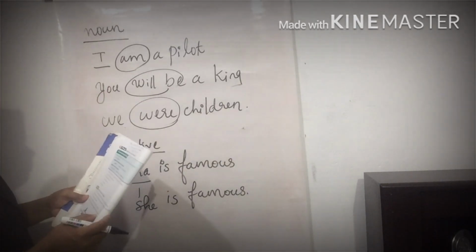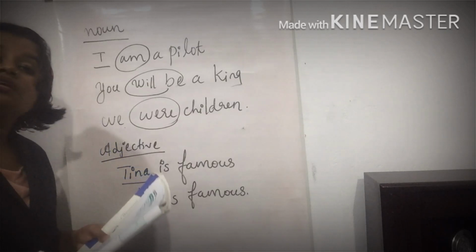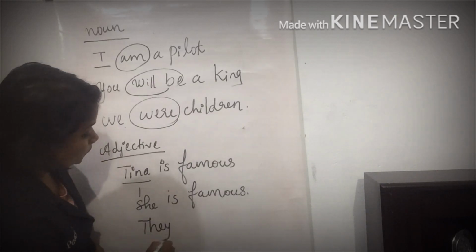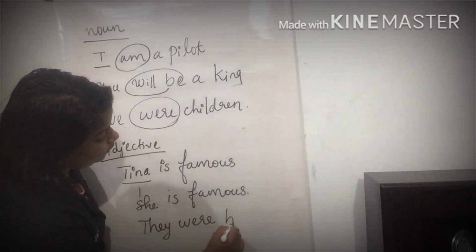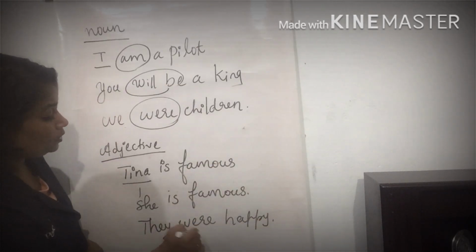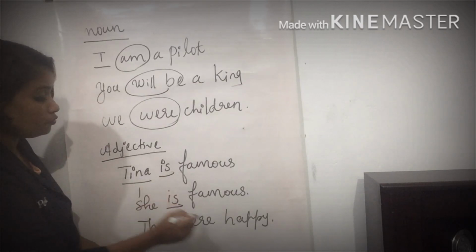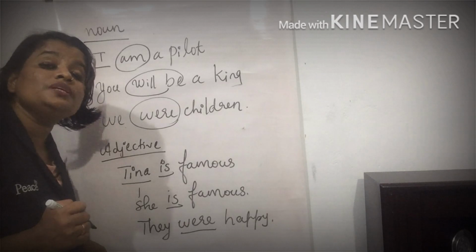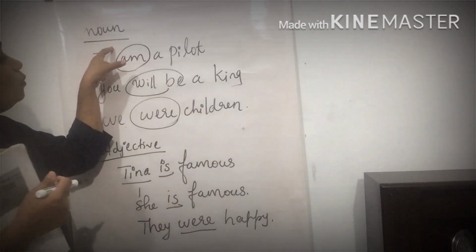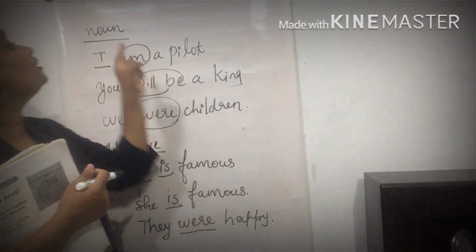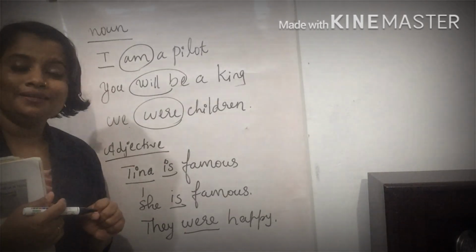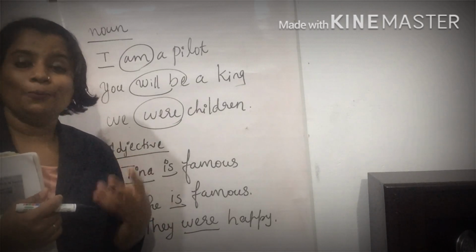The next one is she will be surprised. And they were happy. They were happy. So these are the forms of be we are using in different contexts. Okay, now we discussed how we can use the form of be in the case of noun and adjective. I hope you understand the different forms of be.